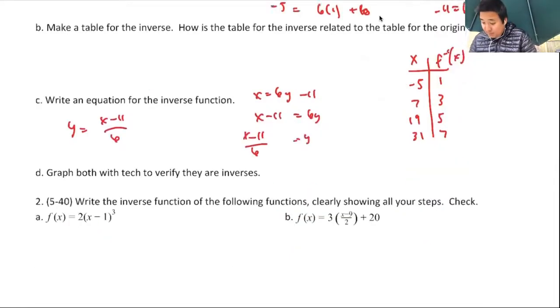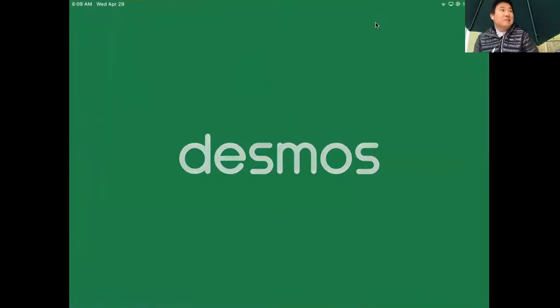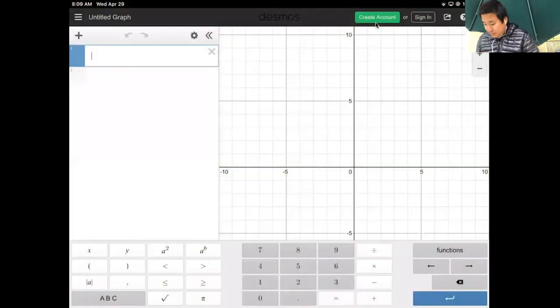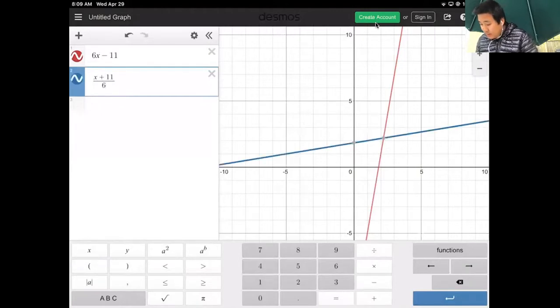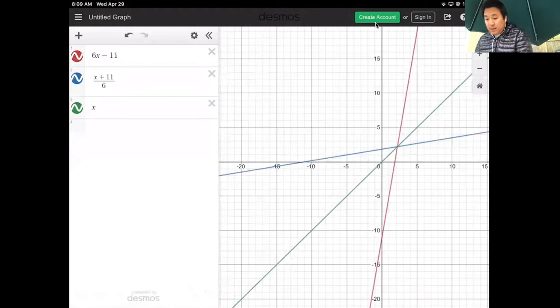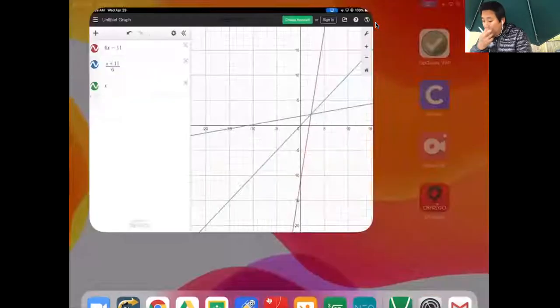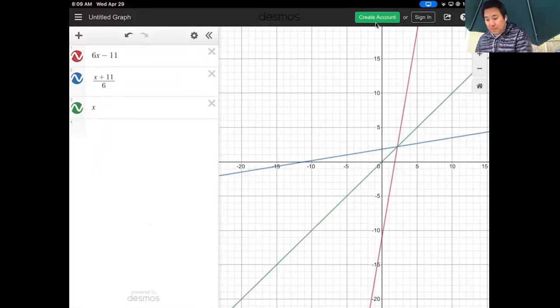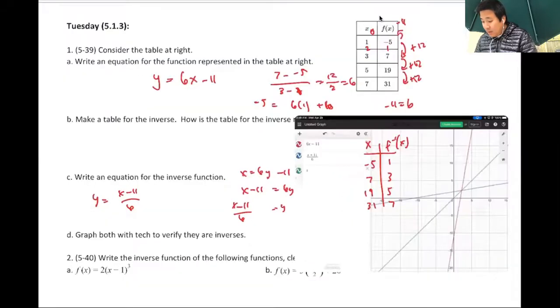Sorry for the sniffles. Graph both to verify the inverses. 6x minus 11 and x plus 11 divided by 6. This should be plus.